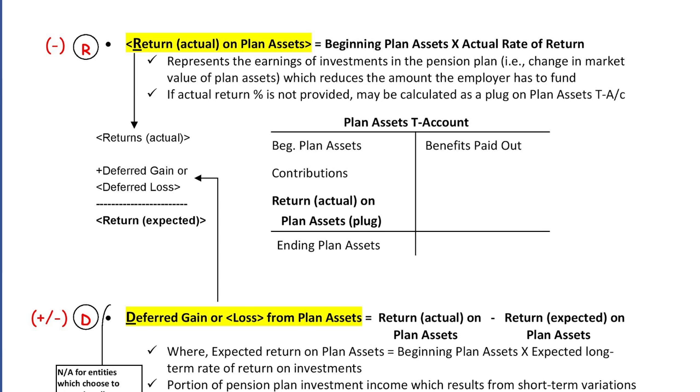Now to understand actual returns and expected returns, let's look at the calculations and put a box around that. So we have returns actual, they reduce the net pension expense. To that you add deferred gain or you subtract deferred loss, and this gives you return expected. So the net of R and D gives you expected returns on plan assets.